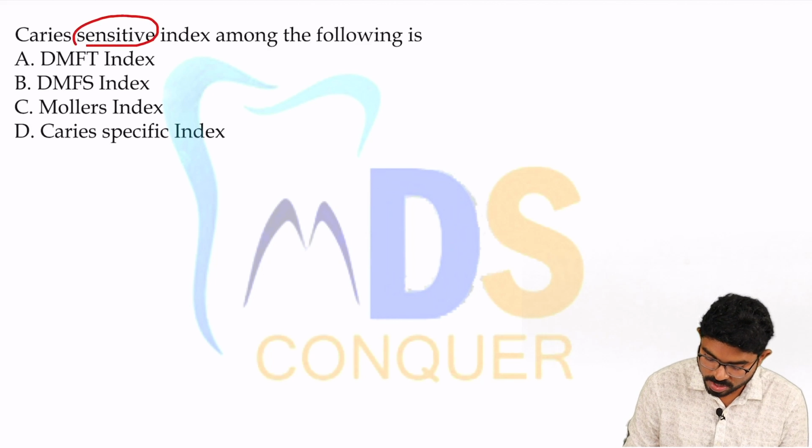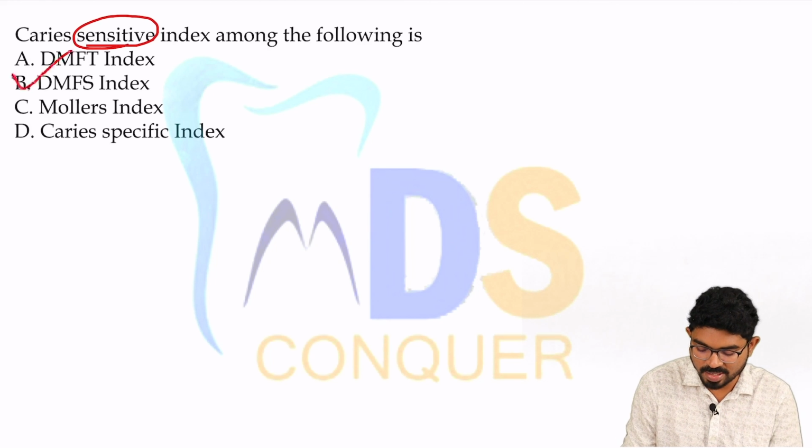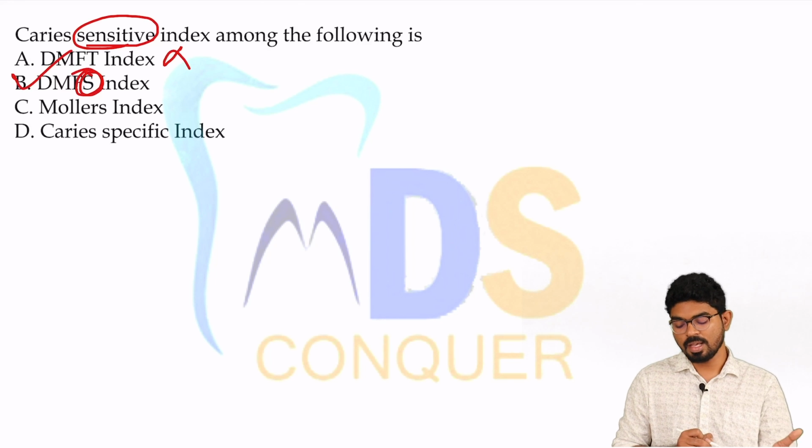So the question is most sensitive. Okay, so it's a direct line taken from the book. So the most sensitive is surface. Okay, it's not tooth, it is the surface index that is the most sensitive.